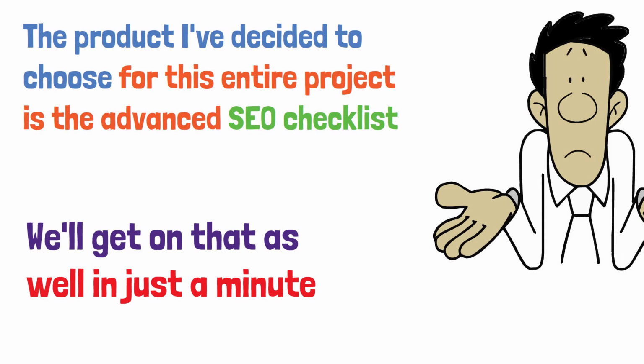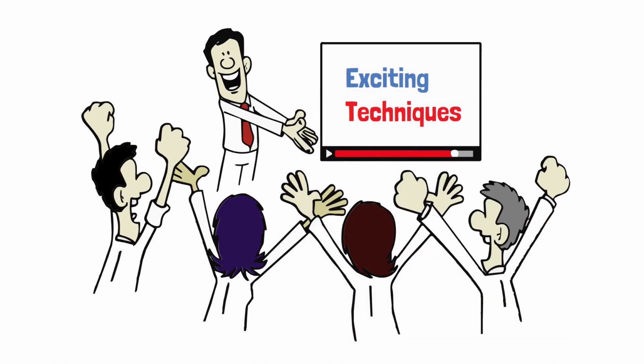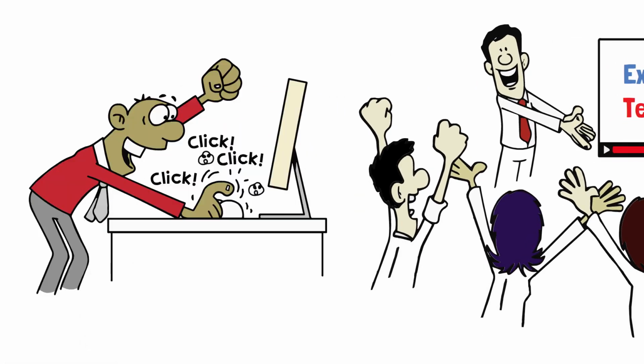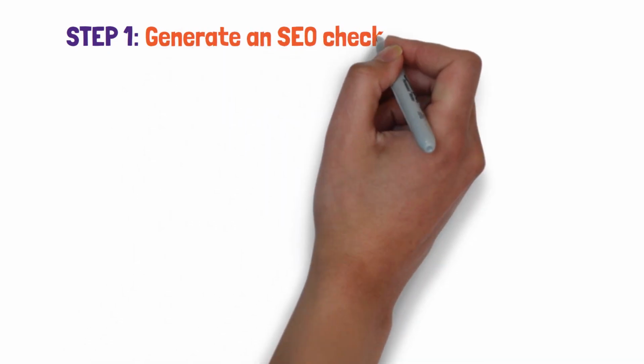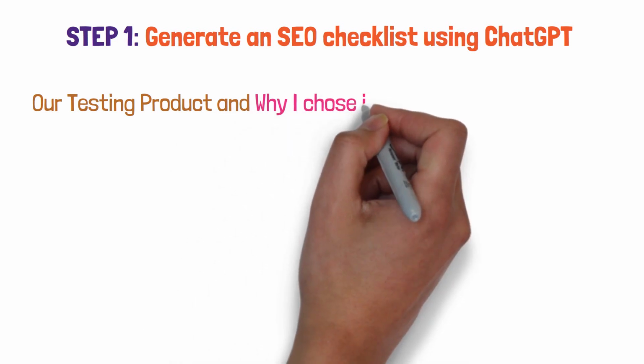I would advise you to stick around till the end of this video, as we use some exciting techniques in this entire project, and the results I got were quite fascinating. Let's get started. Step 1. Generate an SEO checklist using ChatGPT. Our testing product and why I chose it.